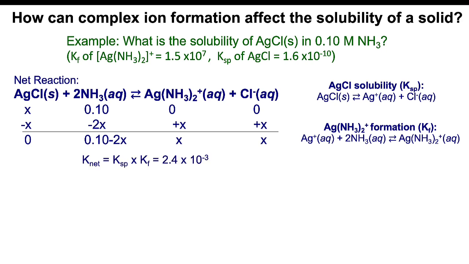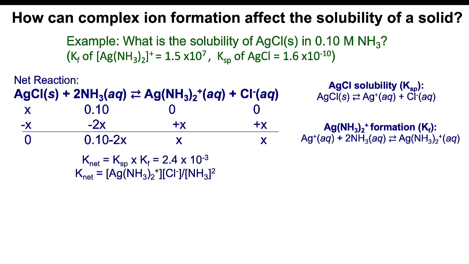And the K net here, the K that corresponds to this reaction, it's not KSP and it's not Kf, but it's the two of them multiplied by one another. We've added the two individual reactions. K net, the K that corresponds to that net reaction, is going to be the two Ks multiplied by one another. And this is a really important characteristic of equilibrium constants. When we add reactions, we multiply their K values.